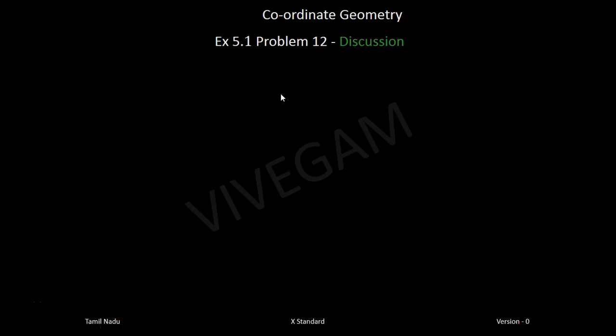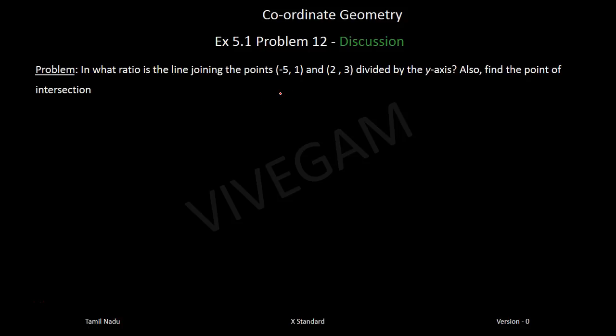Exercise 5.1 Problem 12 Discussion. In what ratio is a line joining the points (-5, 1) and (2, 3) divided by the y-axis? Also find out the point of intersection.